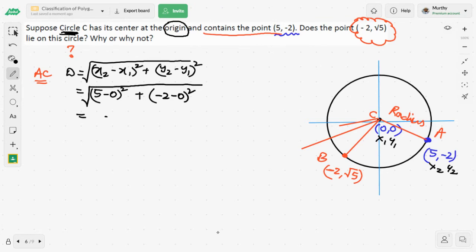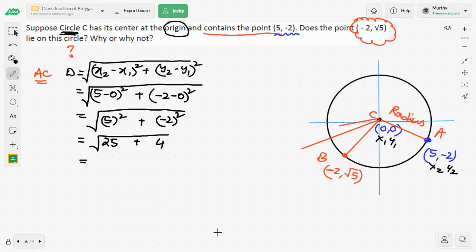5 minus 0, that gives me 5 square. And negative 2 minus 0, negative 2 square. 5 square is 5 times 5, 25. Negative 2 square is 4, so it is square root of 29. Okay, now stop here. Then coming to the length of CB, let me make use of the same formula.